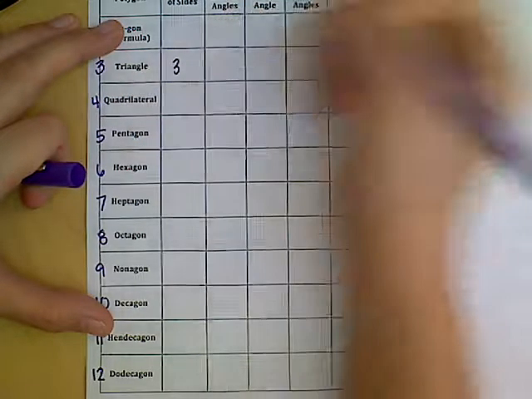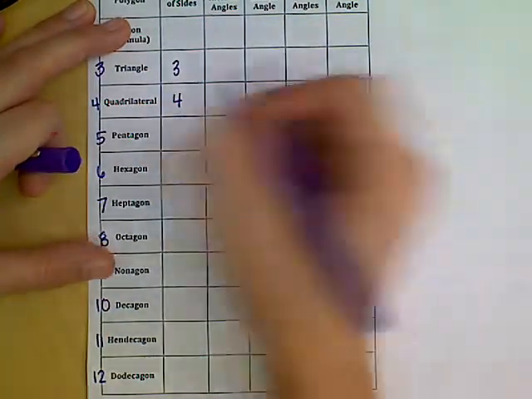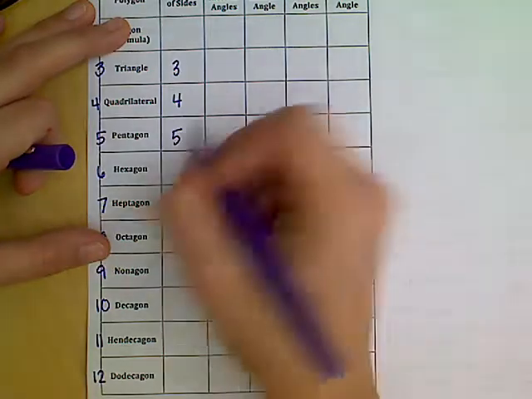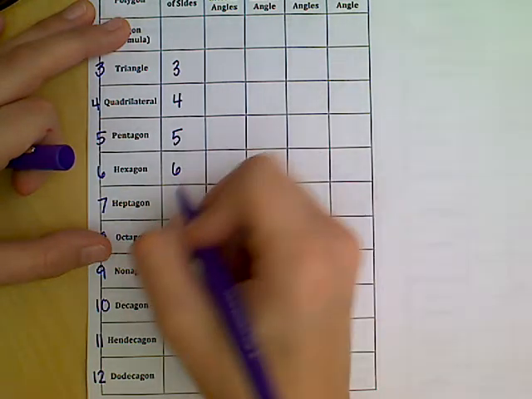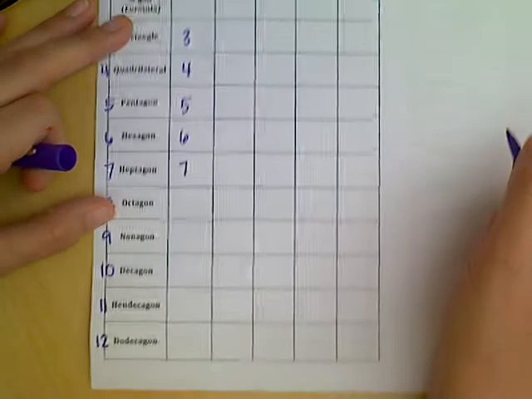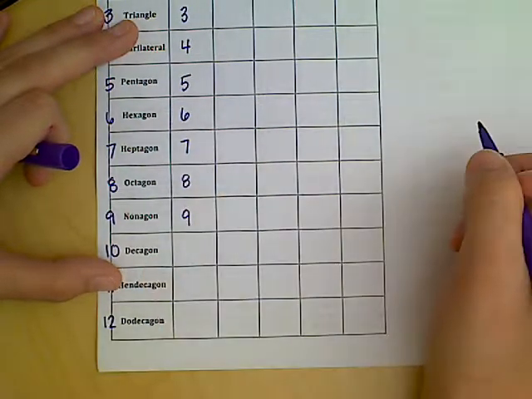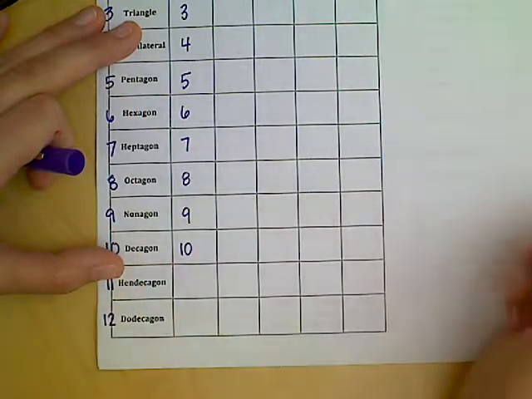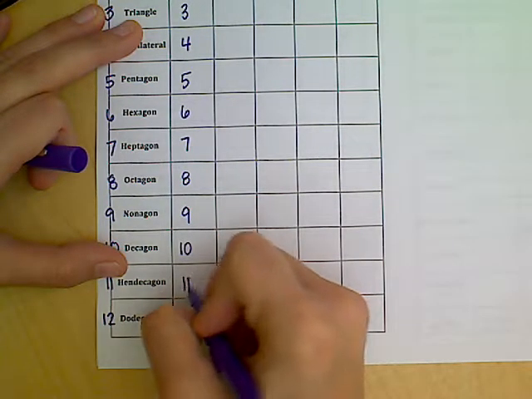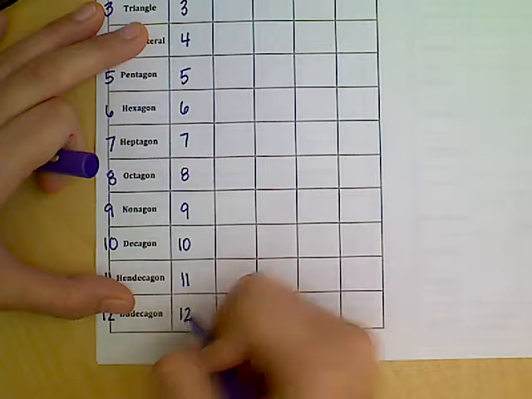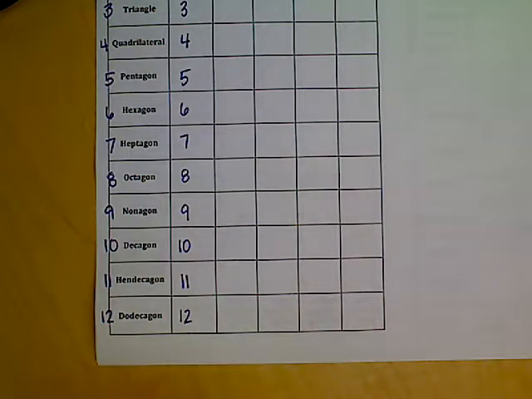A triangle has 3 sides, quadrilateral has 4, pentagon has 5, hexagon has 6, heptagon has 7, octagon has 8, nonagon has 9, decagon has 10, hendecagon has 11, and dodecagon has 12. So these are vocab words that you're going to have to memorize if you don't know them already, so that if I ask you a question about a nonagon, you're going to have to know it has 9 sides to be able to solve it correctly.